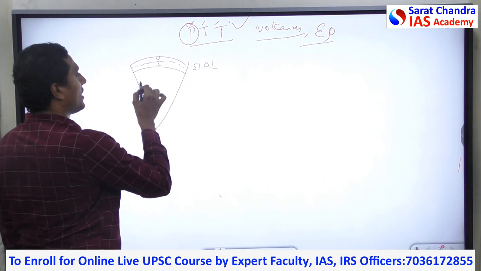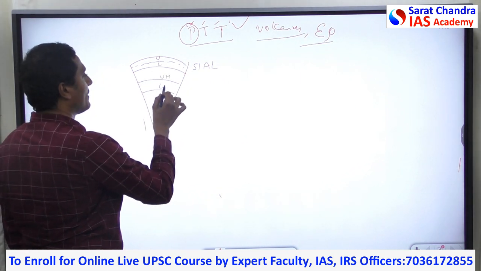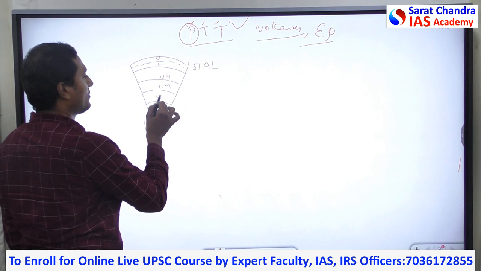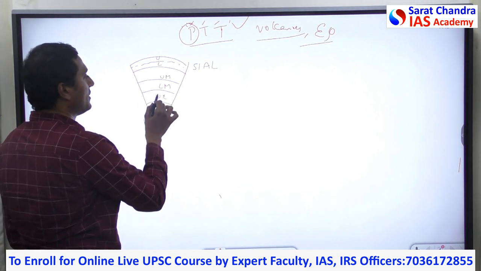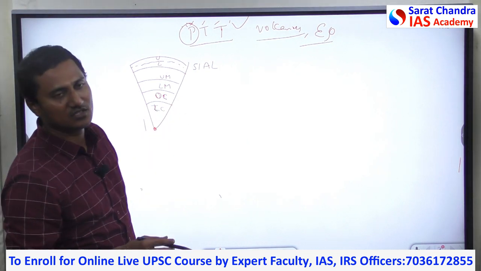After that, you have the upper mantle till here. Then you have the lower mantle till here. Then you have the upper core, then lower core, or maybe outer core. Outer core and inner core are the different layers of the earth which we discussed in the last class.